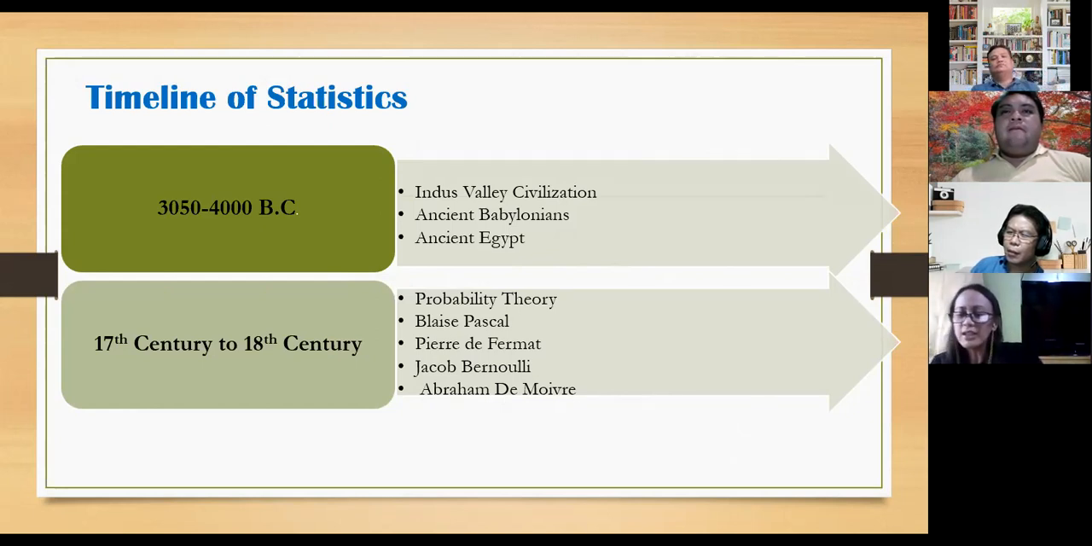In 3050 to 4000 BC, the Indus Valley civilization studied tides and built structures. The ancient Babylonians used statistics to record crop yield. The ancient Egyptians collected data on the population and material wealth of the country for the construction of pyramids.